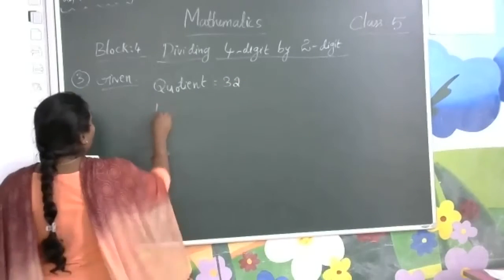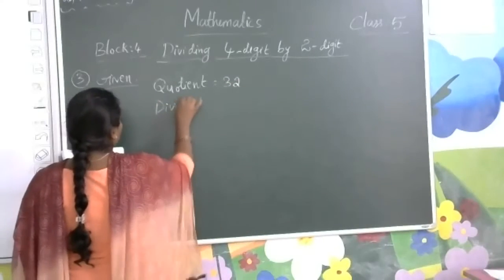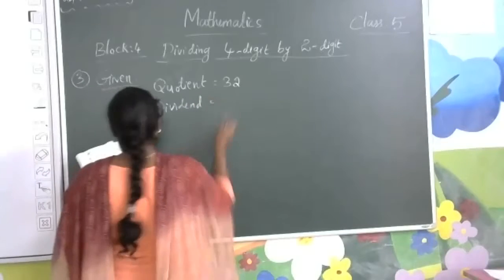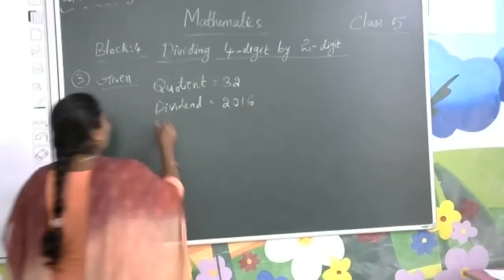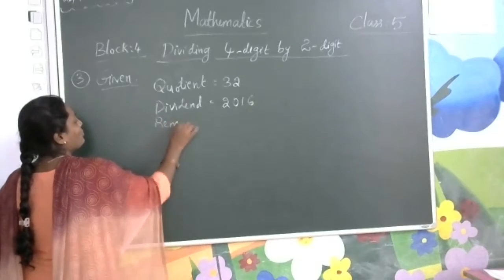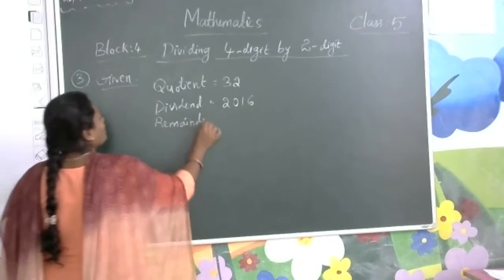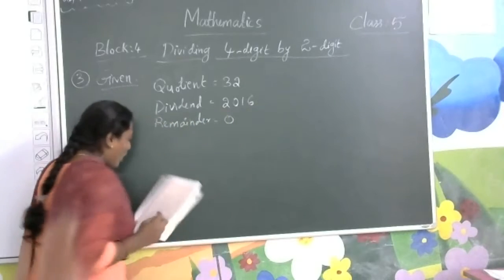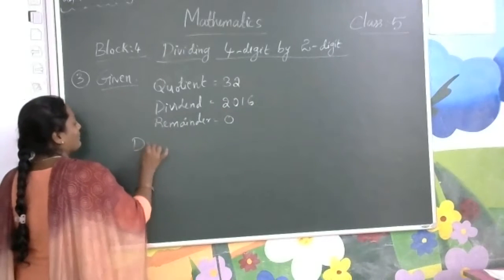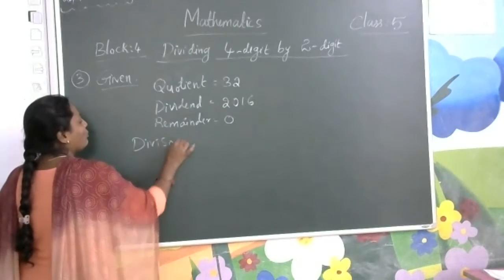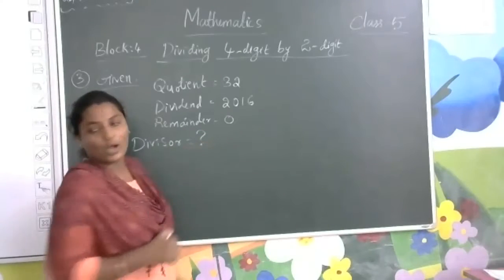And dividend equals 2016. And they have given remainder also, that is 0. So what are they asking us to find? We have to find the divisor. We have to find what the divisor is.